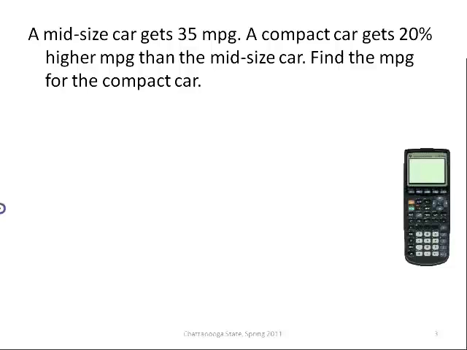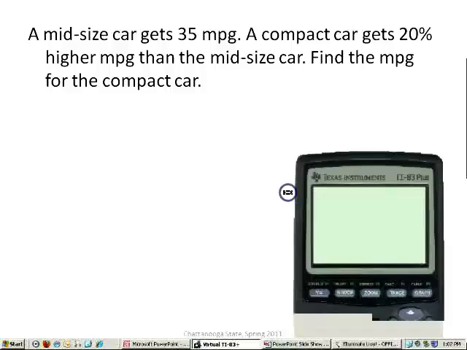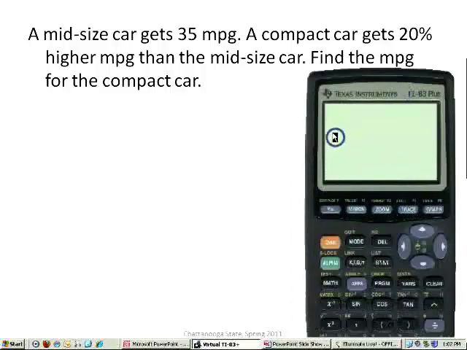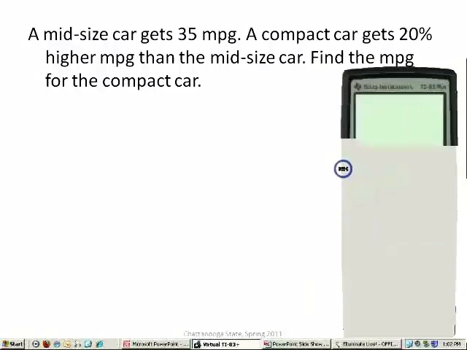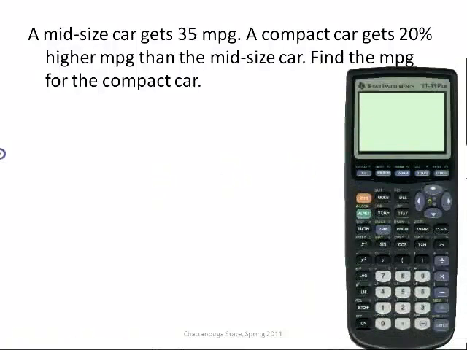A mid-sized car gets 35 miles per gallon. A compact car gets 20% higher miles per gallon than the mid-sized car. Find the miles per gallon for the compact car. So we're finding the miles per gallon that the compact car gets. What we know about the compact car is that it gets 20% higher miles per gallon than the mid-sized car gets. And the mid-sized car gets 35 miles per gallon.